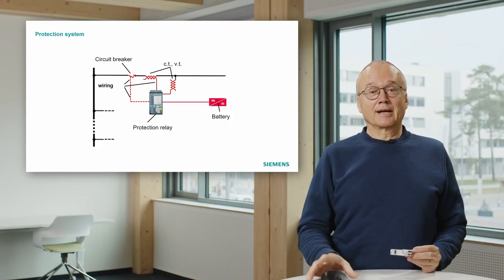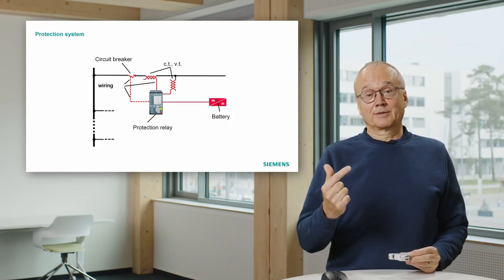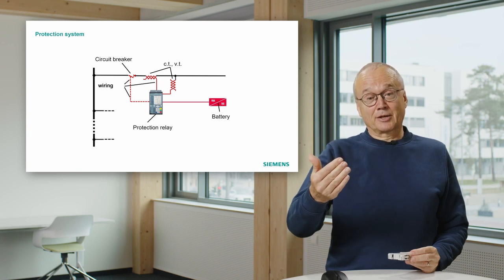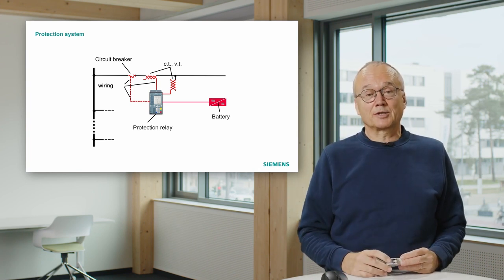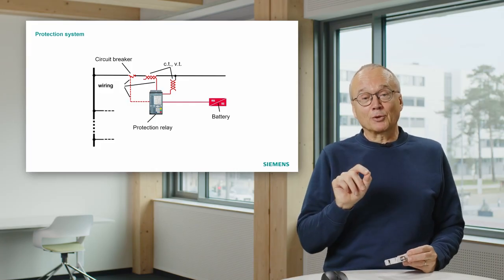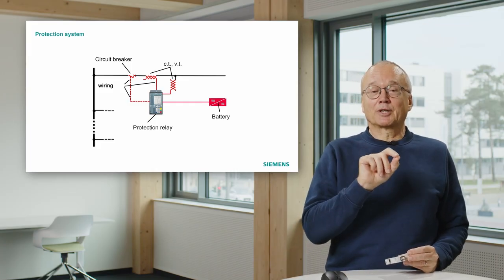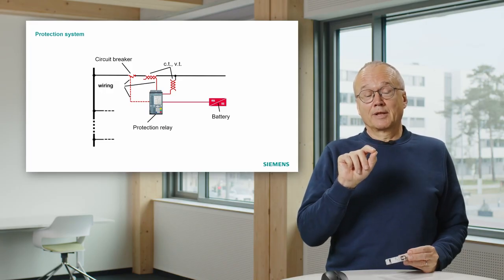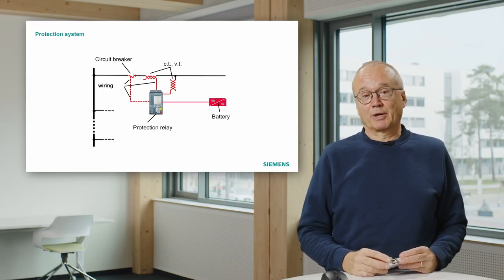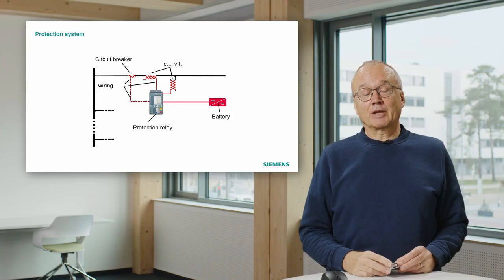What our protection does is only half of that. It cannot measure the current directly. It gets the current and voltage measurement through current and voltage transformers. But the important thing, it cannot interrupt the current itself. It can only give a trip command to a circuit breaker. That means our protection relay roughly does half the job of such an MCB, but of course in a much more sophisticated way.